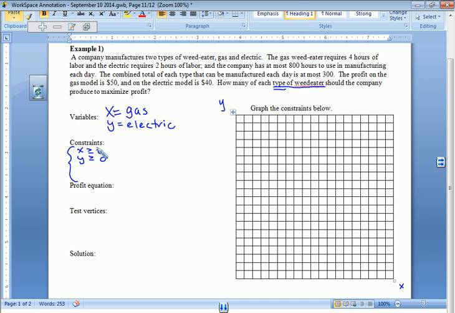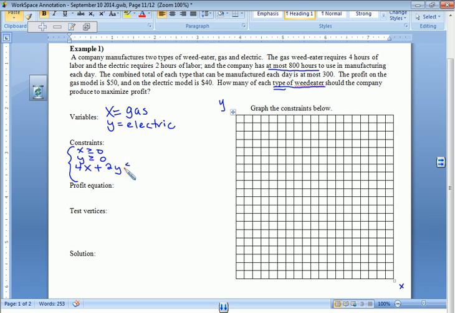Okay, so Rose, what was the inequality you deemed from that? It's like not really inequality, just like a statement that it has to take at least 4 hours to make one. Okay, 4 hours for each gas. And how much for each electric? 2 hours for each electric. And it says we have at most 800 hours.